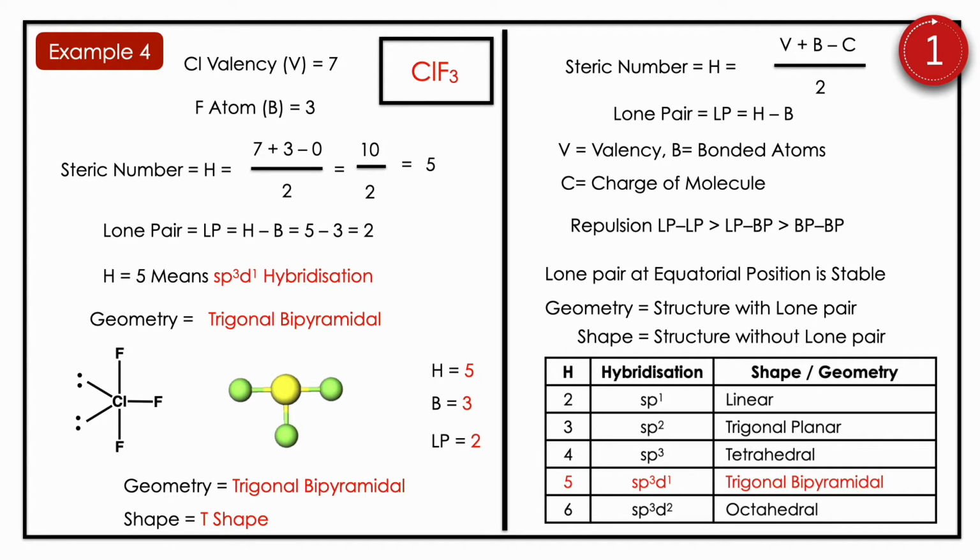H5 means sp3d hybridization. Geometry is trigonal bipyramidal, but you have two lone pairs which come in the equatorial position. So the shape will look like a T because the lone pairs are not visible. Shape is T. So the shape of ClF3 is T shape. Geometry is trigonal bipyramidal.